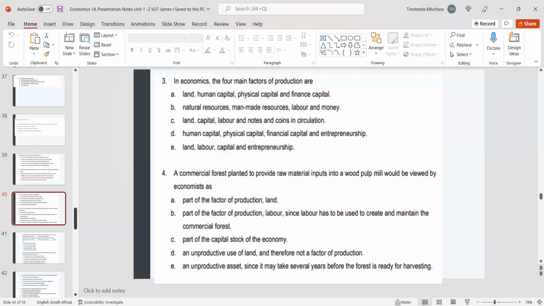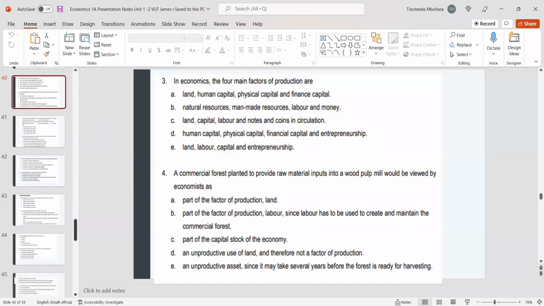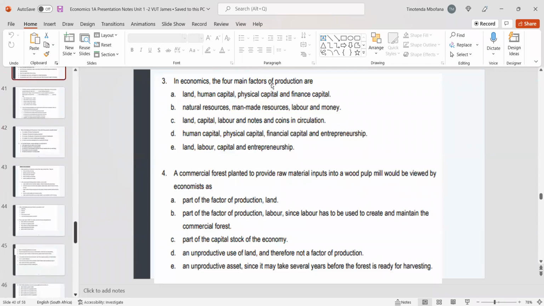So if you continue, there are other questions. There are a lot of questions here. I think there are like 10 or 15 more questions that you can go through. So I would advise you, in your spare time, please go through those questions.